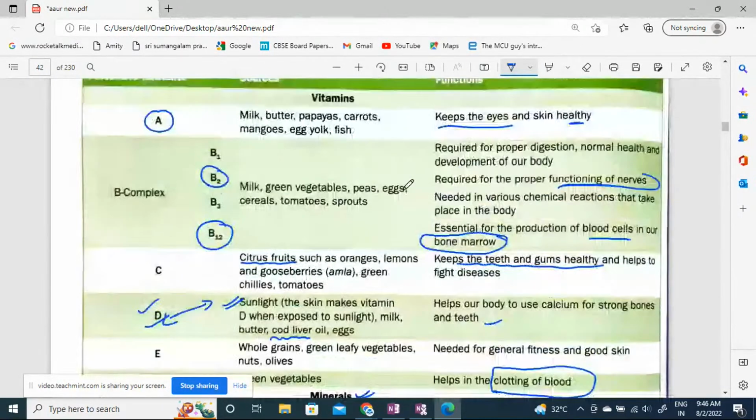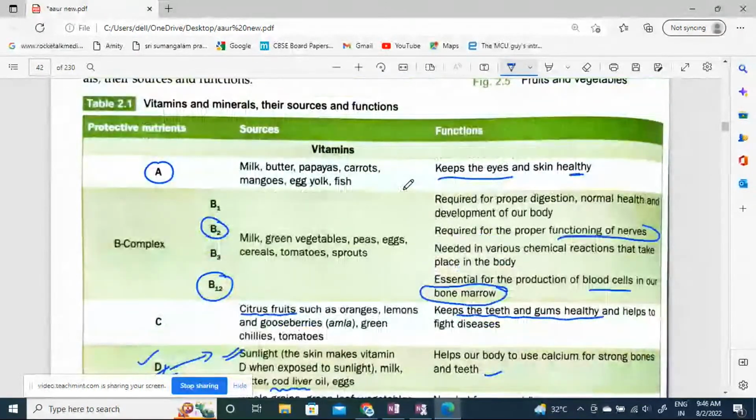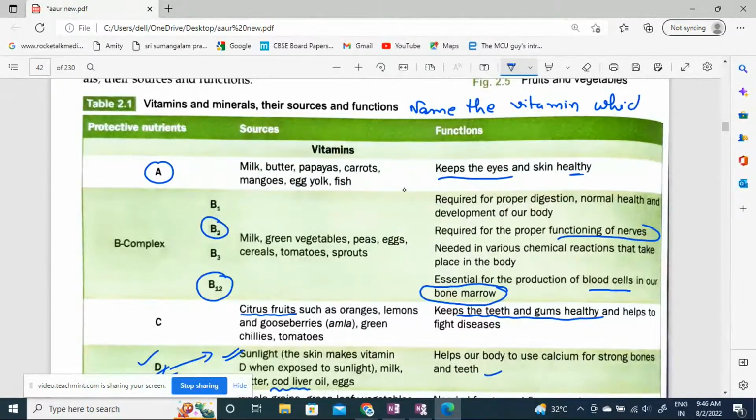You just write one by one all the questions. Listen. Name the vitamin which keeps eyes healthy.